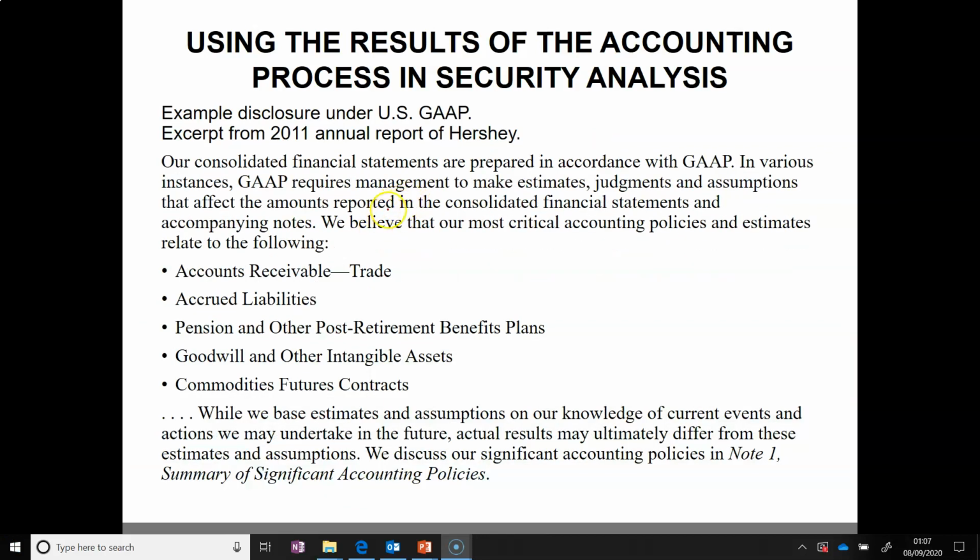Similarly, this excerpt from Hershey Company's 2011 annual report illustrates how Hershey Company is informing the users of financial statements about its significant and critical accounting policies and estimates that relate to accounts receivable, accrued liabilities, pension and other post-retirement benefit plans, goodwill and other intangible assets, and commodity futures contracts.